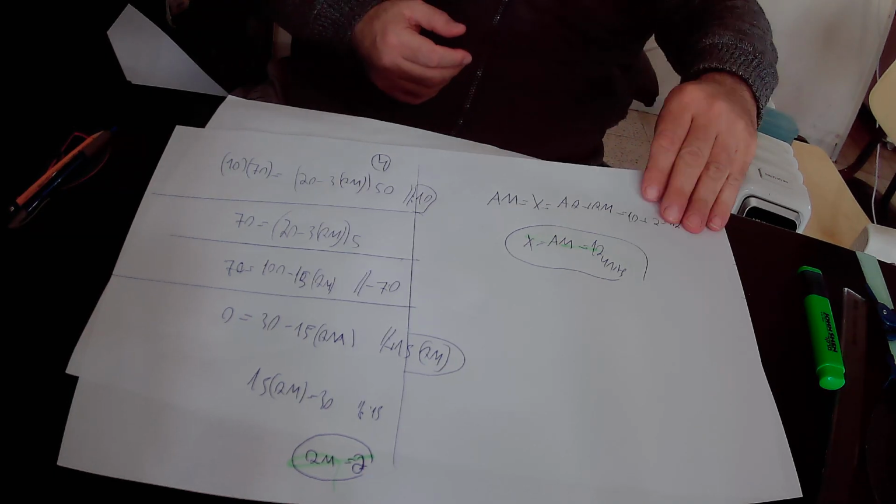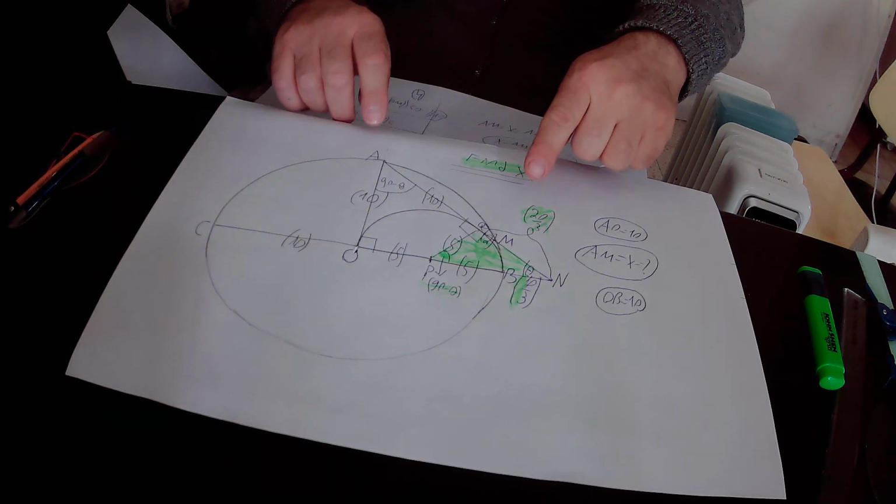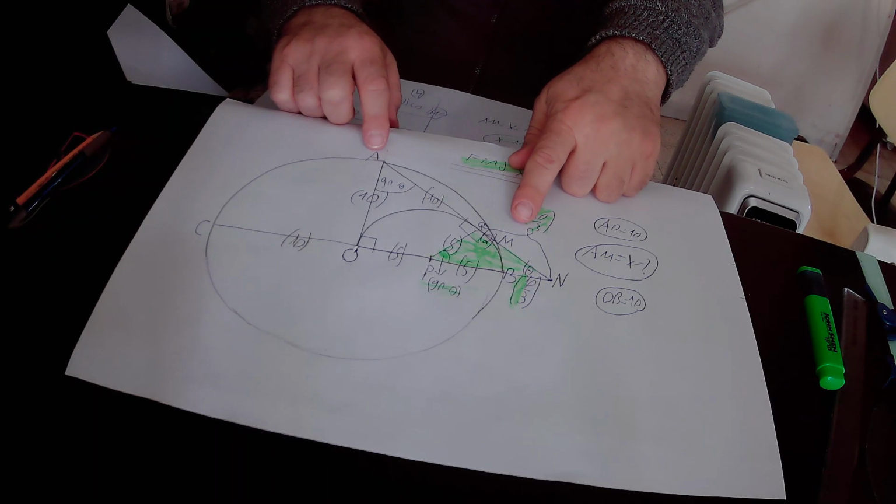So in conclusion we found out that x is equal to AM, which is equal to 12 units in length.